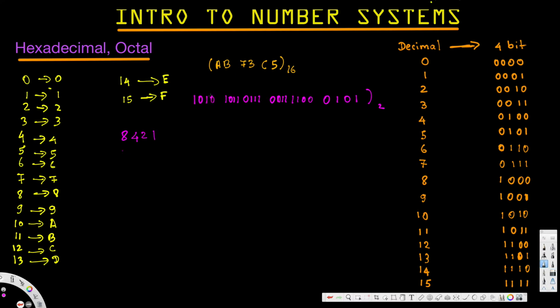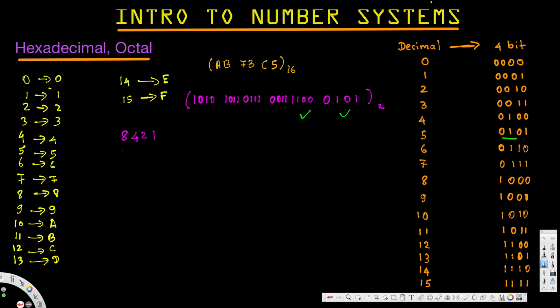1 0 1 0. Now you can compare all these numbers with this table in order to make sure this is correct. Now 5 is 0101. This is correct. C is equal to what? 12. 12 is equal to 1100.